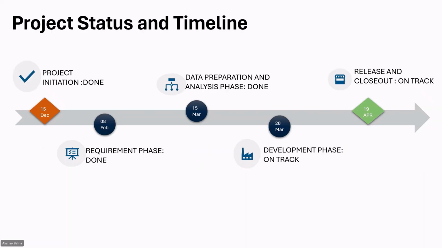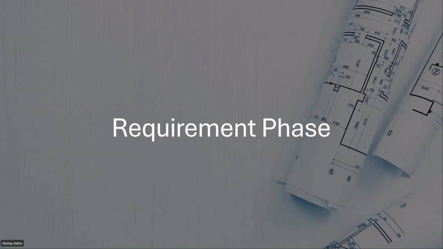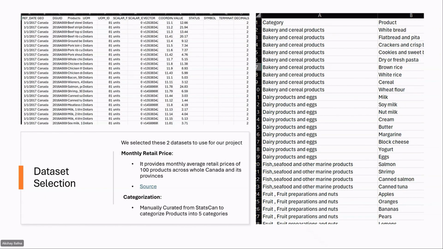using Power BI. So the status: it starts from the initiation phase, which was in December last year. Then we went to the requirement phase, which was on the 8th of February. Then, leading forward, the data preparation and analysis phase, which was around mid March, and then the development phase, which is on track by the end of March currently, and the release will be in the mid of April. So I'll just go through the requirement phase.